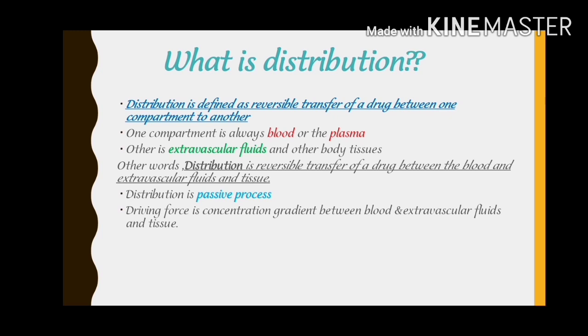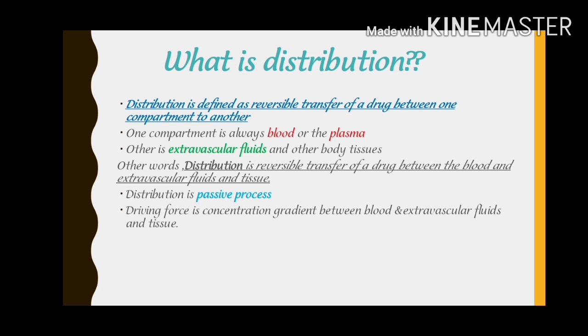So distribution, as I told before, is defined as the reversible transfer of drug from one compartment to another. The first compartment is usually the blood or the plasma, while the other compartment is extracellular fluid and other body tissues. In other words, distribution is a reversible transfer of drugs between the blood and the extracellular fluids and tissue.